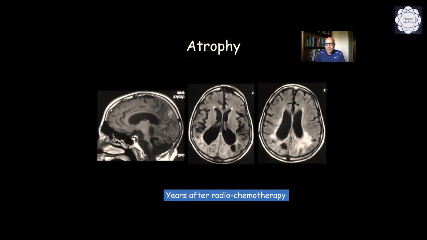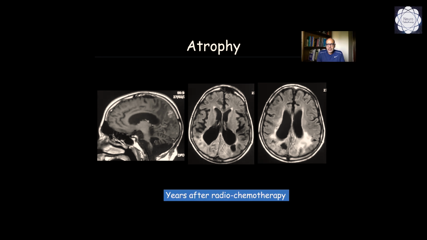Let's start with atrophy. Atrophy is one of the most frequent findings that we see years after the treatment with chemo and radiotherapy. I'd like to highlight this finding because it is usually underestimated, but the oncologists and the clinicians in general know it very well because it is associated with cognitive decline in many cases.